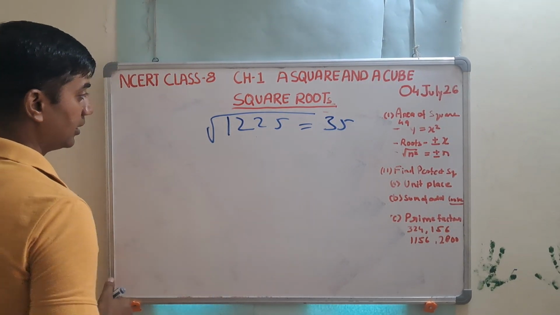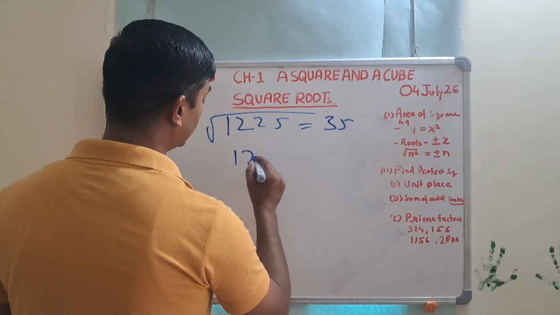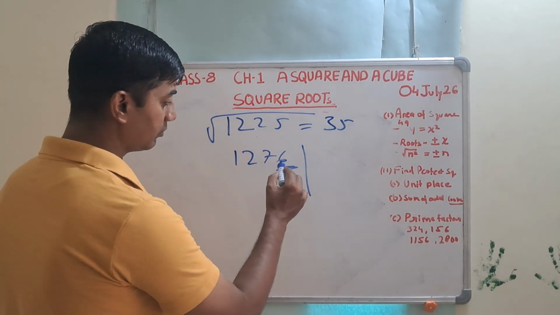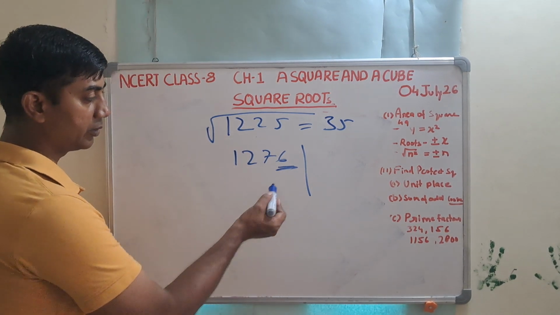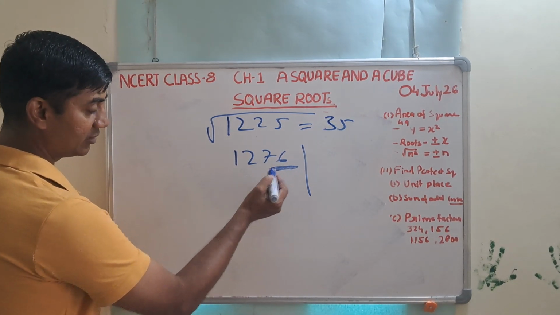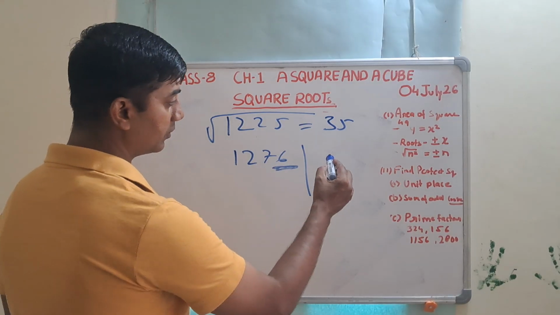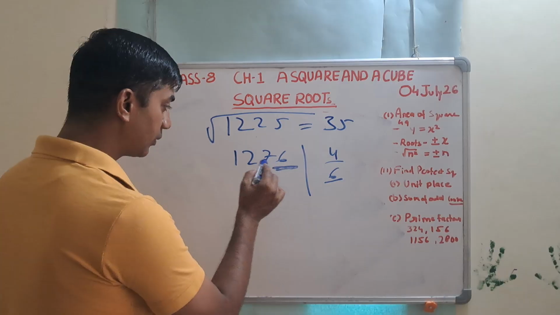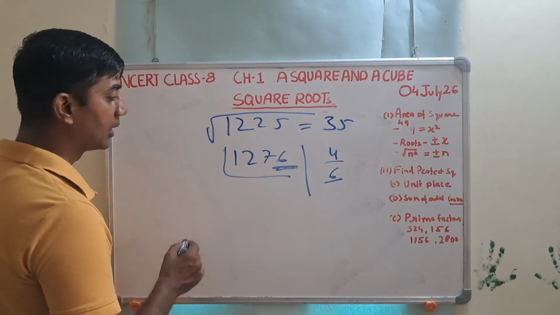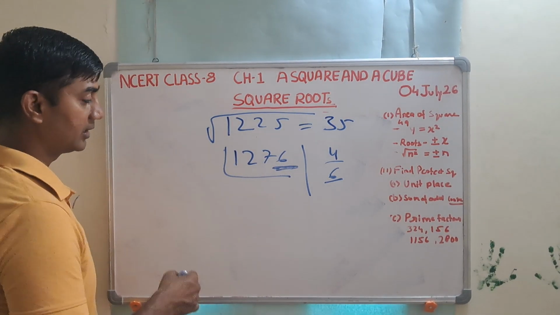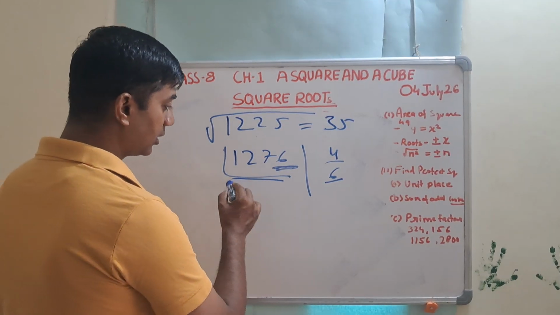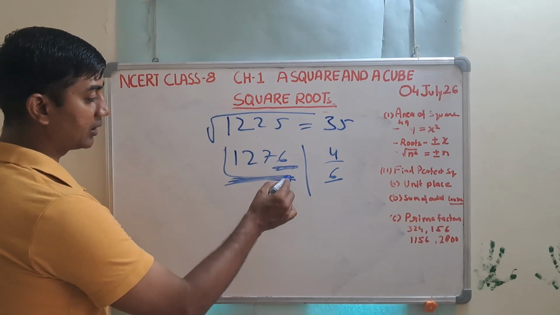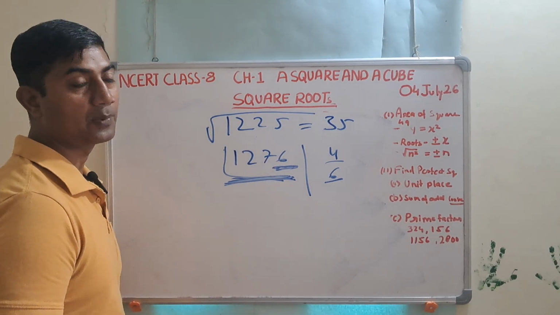But if it is written like 1276, with 6 at the unit place, then you have to check this number. This number can be a perfect square, as numbers ending in 4 or 6 can be perfect squares. So you have to find out by the prime factorization method. If all prime factors are paired, then it is a perfect square. If any prime factor is left without a pair, then it is not a perfect square.